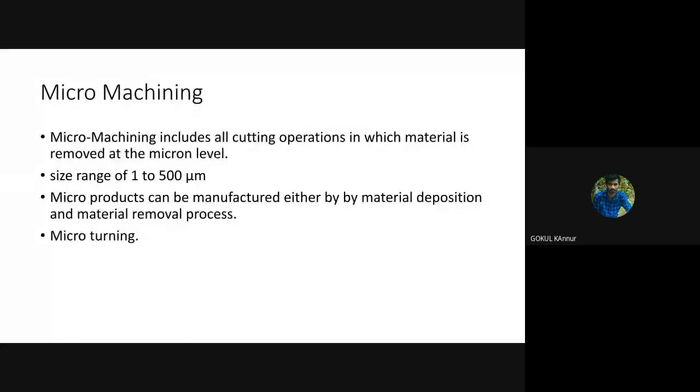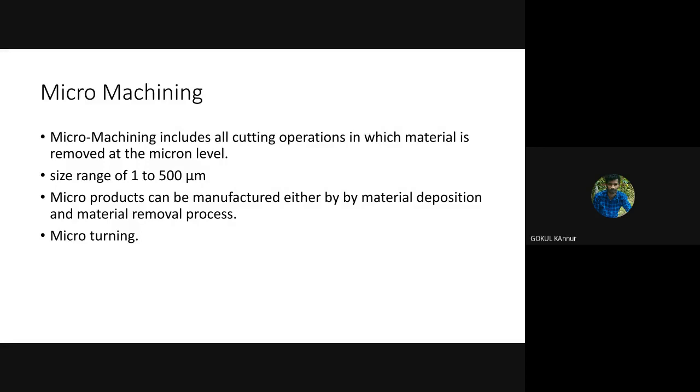Now, micro turning. Micro turning means the turning itself at the micro level. That means the turning operations whose accuracy or tolerance level, everything, lies in the micro range or nano range. So here in micro turning, what we use is a solid tool like the conventional process itself. Similar to conventional turning operation, we use a solid tool.